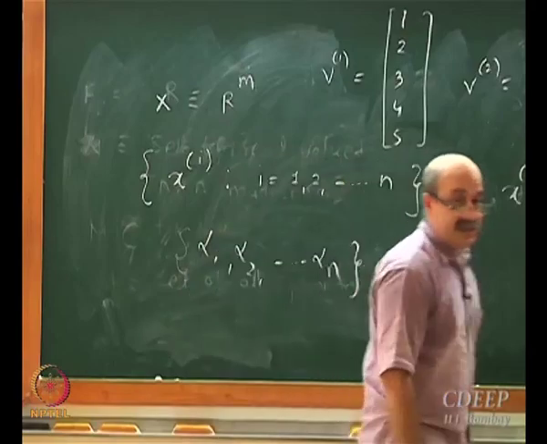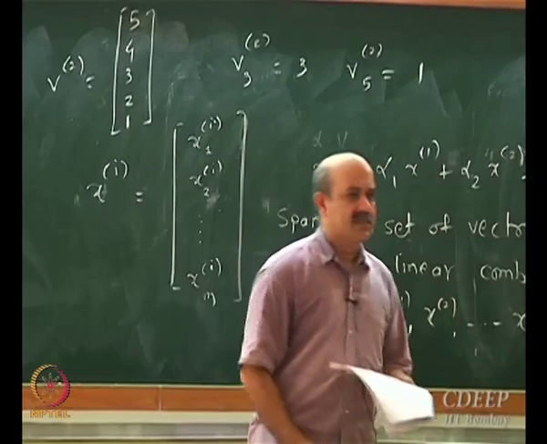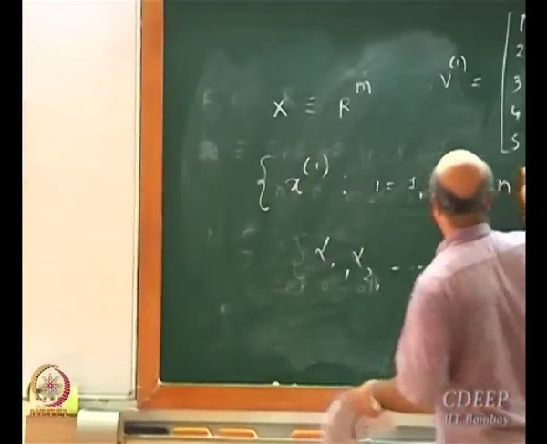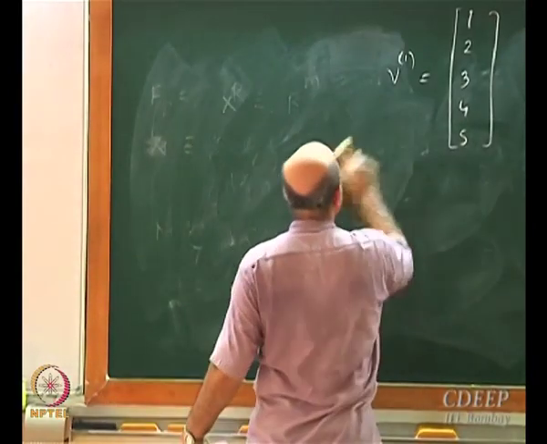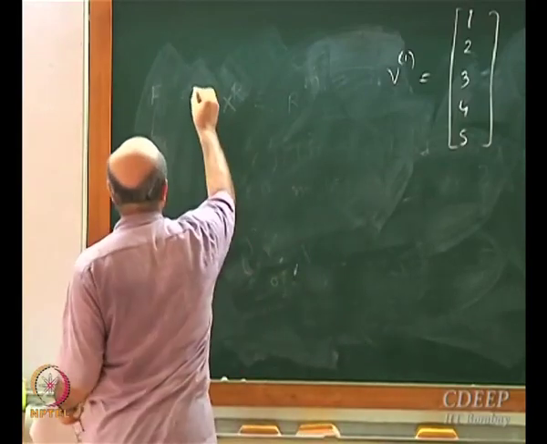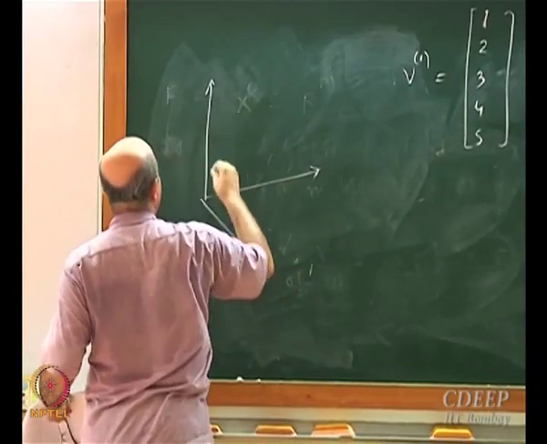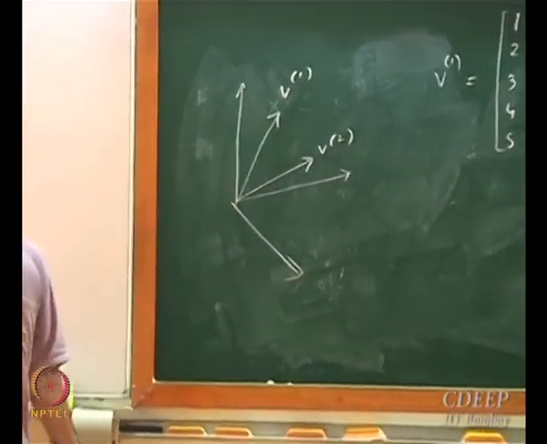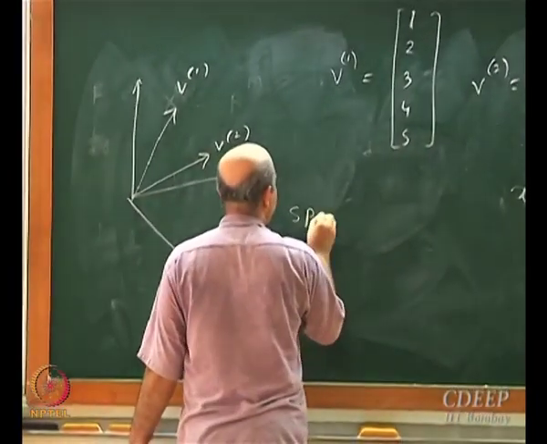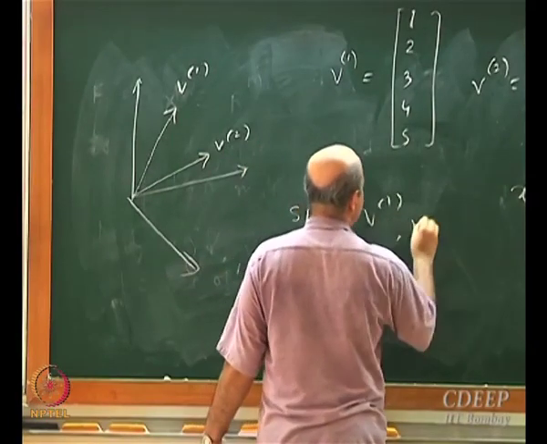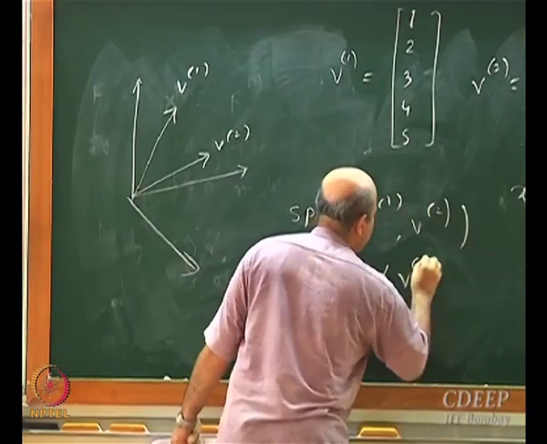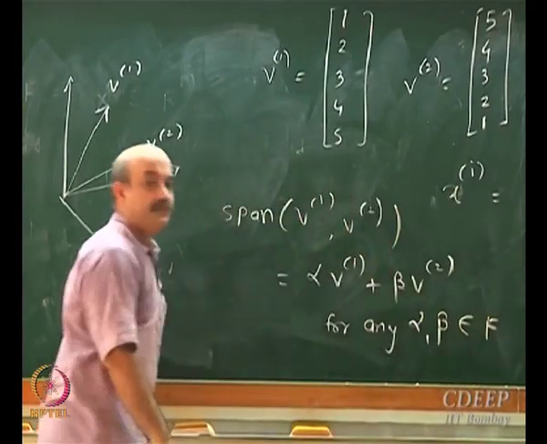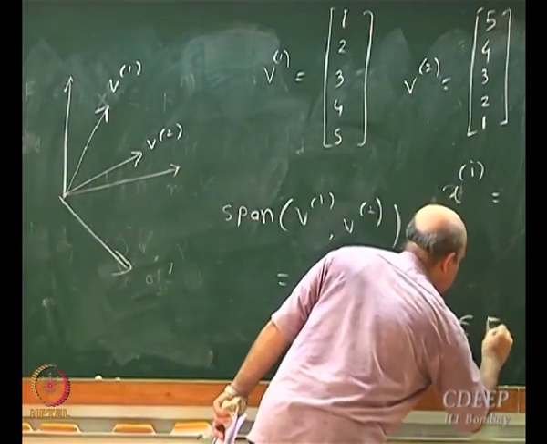So this span is the set of all possible combinations. Understand? Set of all possible combinations. If I give you two vectors in three dimensions, first start with two dimensions. If I give you any two vectors, let's call them v1 and v2, what is the span of v1, v2? This corresponds to alpha v1 plus beta v2 for any alpha, beta that belong to the field F.